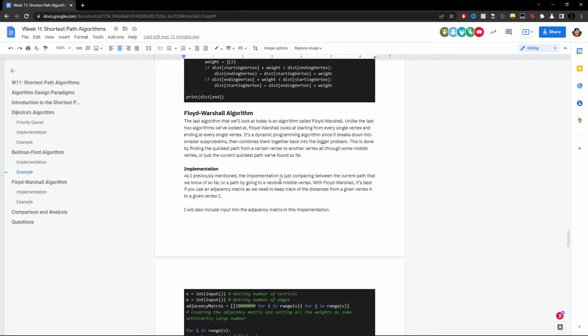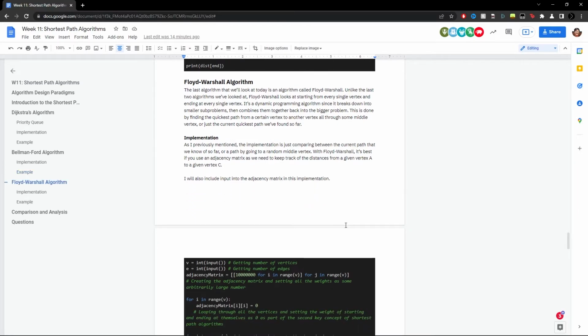All right. So as I previously mentioned, the implementation is just comparing between the current path that we know so far, from starting from one location to ending in another location, or starting from one location, taking some middle path and ending at another location. With Floyd-Warshall, it's best to be using an adjacency matrix since we need to keep track of all the distances from one location to another. And I will also include input into the adjacency matrix in this implementation.